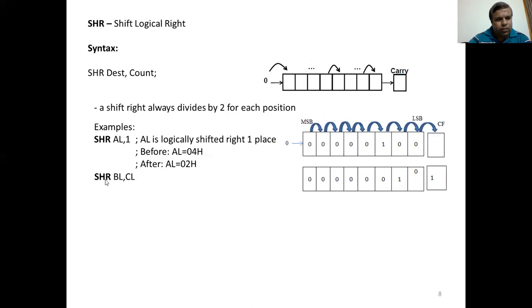Some more examples: SHR BL comma CL. Again, if the shift count is greater than 1, the CL register must be loaded with the shift count, and this CL register is put into the count position.